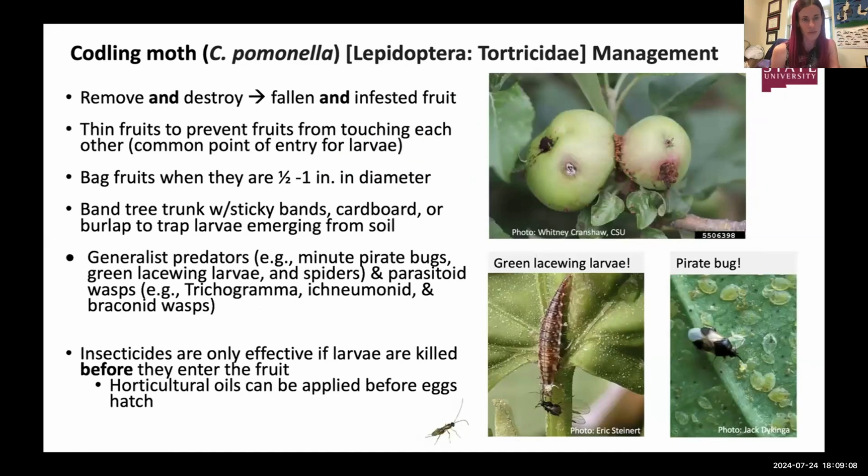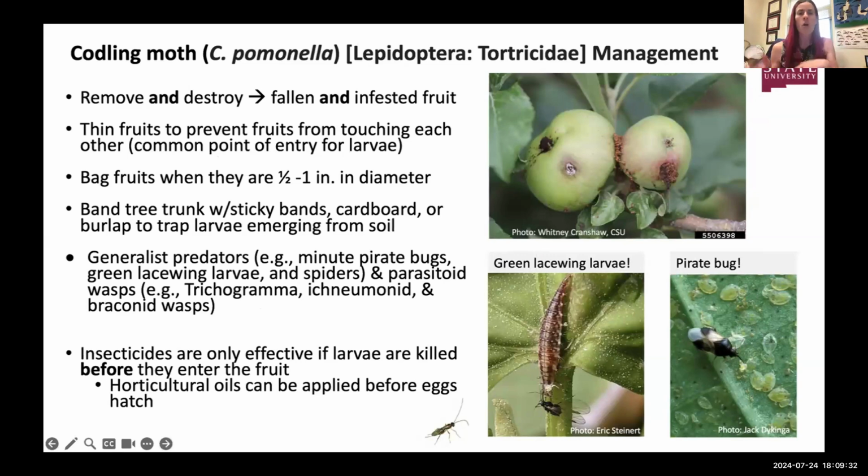There's a few things that can be done, but it's one of those situations where it's using a lot of these to keep on top of the pests, but removing and destroying any fallen and infested fruit, thinning fruits to prevent fruits from touching each other. This is a common entry point for larvae. They prefer that when the fruits are touching.